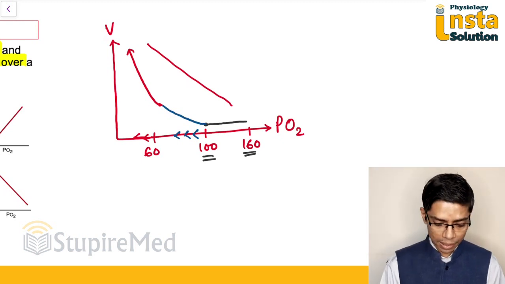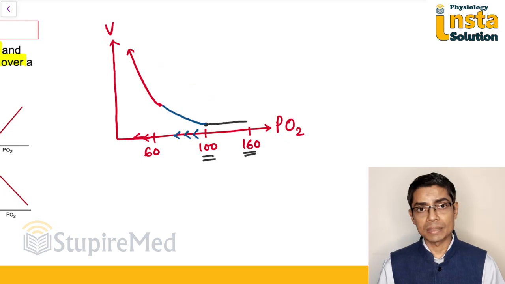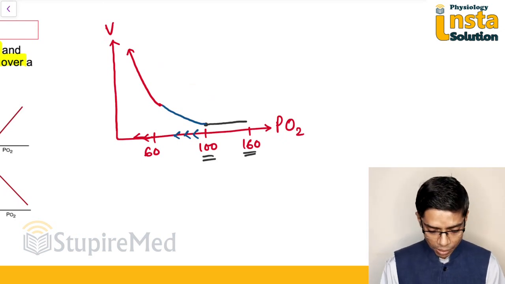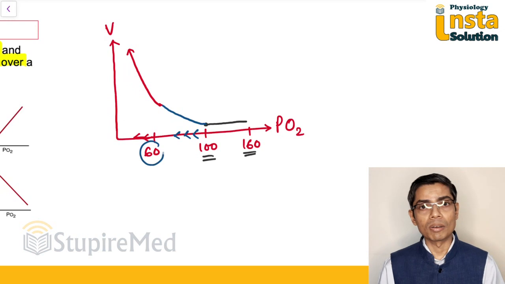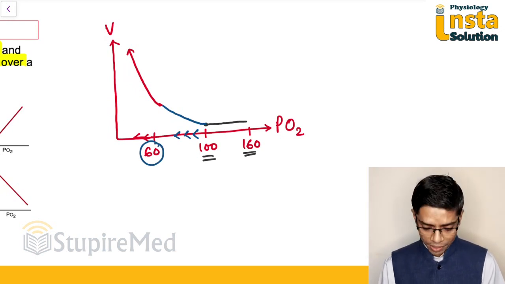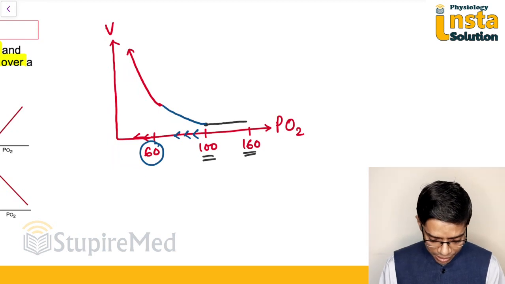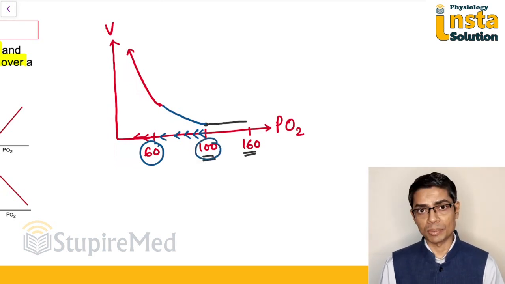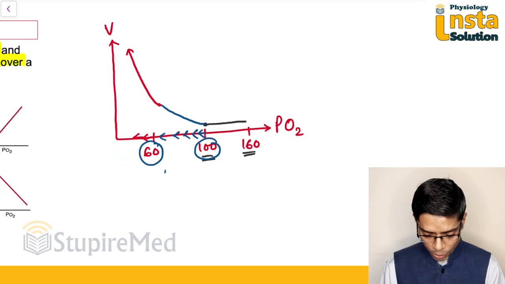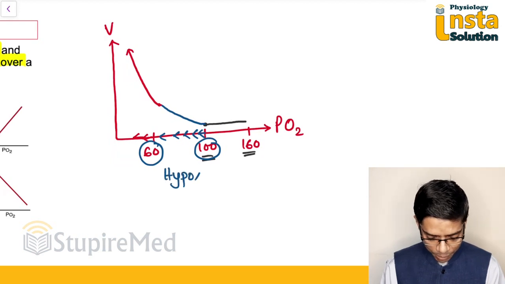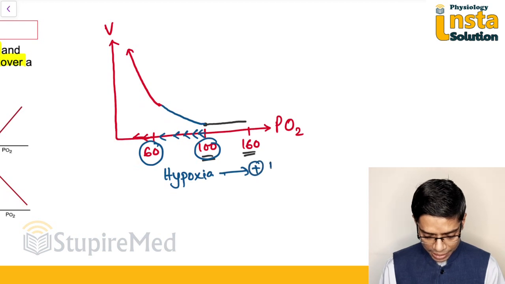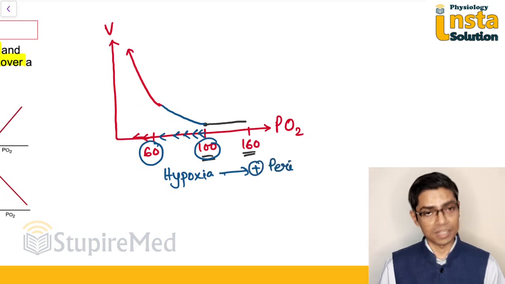Why this curve pattern? Or why does the ventilation rise maximally when the partial pressure is below 60 millimeter of mercury? Could you think of anything? So, whenever the partial pressure is decreased from 100 millimeter of mercury to 60 millimeter of mercury, what is happening? It is producing hypoxia, right? So, hypoxia is stimulating your ventilation by stimulating your peripheral chemoreceptor.